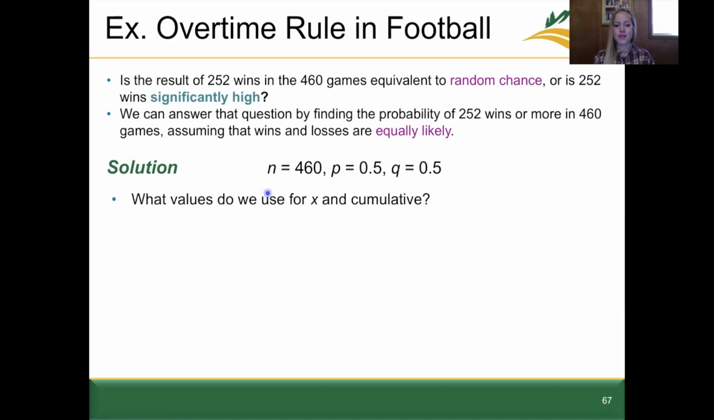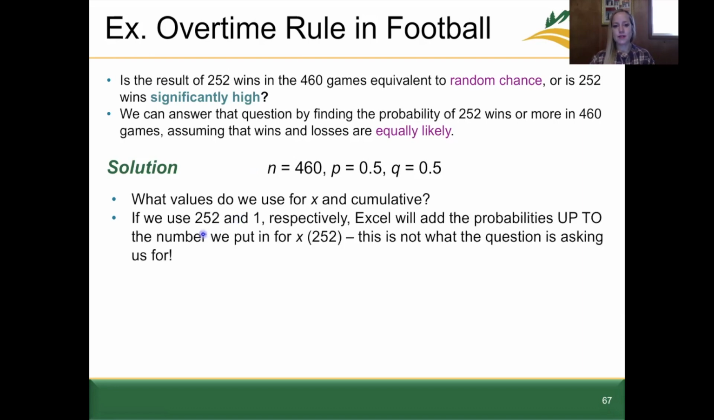So out of those, we still need to figure out what we use for X or S, and what we do for the cumulative value. Now you might think, wouldn't we use 252 for our X value, our S value, and then use a cumulative value of 1, so we'd figure out the probability of getting 1 win or 2 wins or 3 wins all the way up to 252 wins. So if we did that, we plug in 252 for X and 1 for our cumulative value. Excel would then take all the probabilities and add those together up to the number we put in for X, or 252.